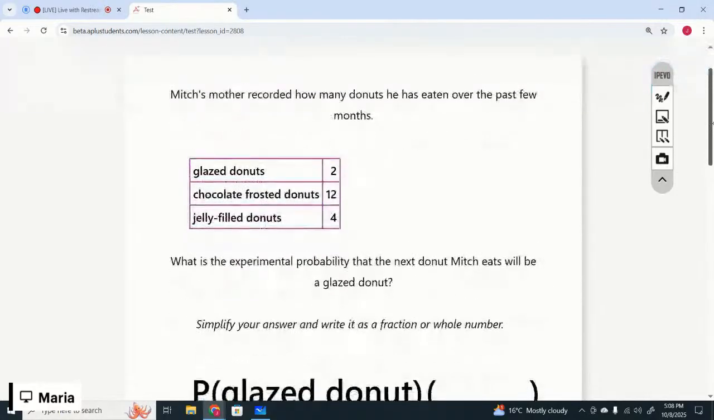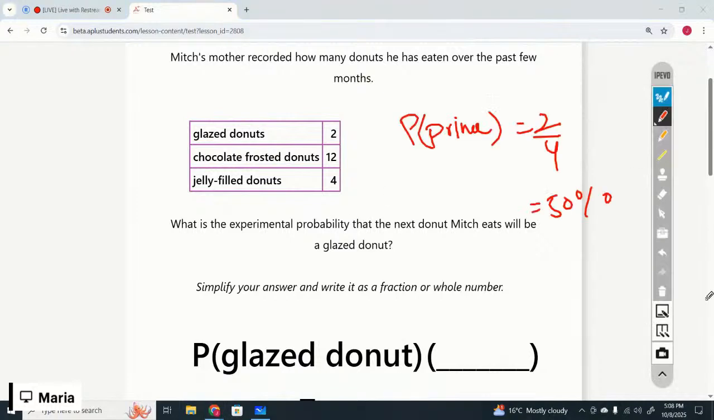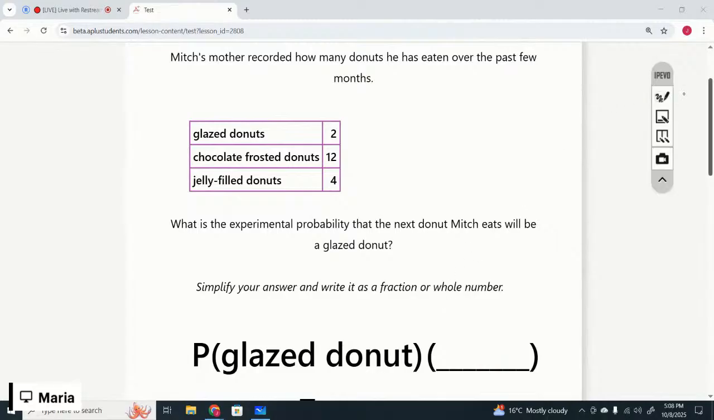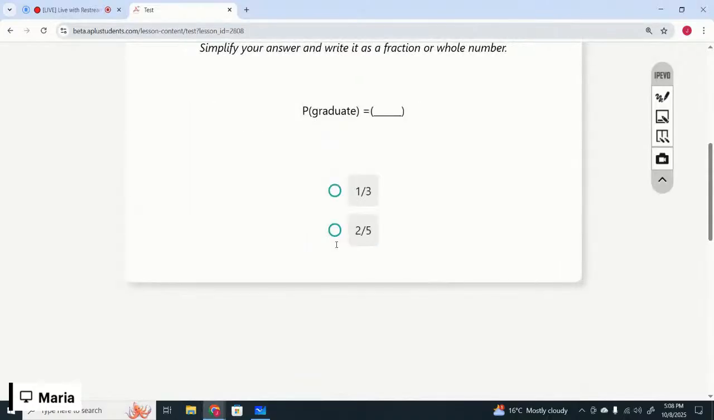Mitch's mother recorded how many donuts she has eaten over the past few months. What is the experimental probability that the next donut Mitch eats will be a glazed donut? The glazed donuts are 2 divided by the total donuts. That is 2 out of 18. That equals 1 over 9. Option number 1 is the correct option.